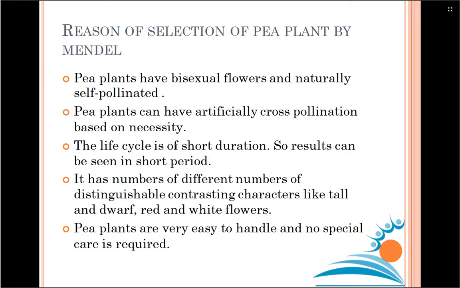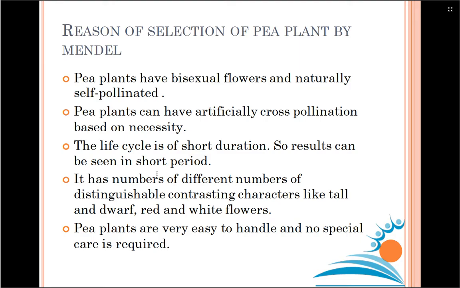Similarly, the life cycle of the pea plant is very short, so we can get results in a short period of time. That is why conducting the experiment is very easy. This is one of the biggest hurdles in the case of humans. Mendel's law we cannot study in humans because humans have a long life cycle. But the pea plant has a life cycle of just 2 to 3 months only, so we can get results fast. That is why Mendel selected the pea plant for his experiment.